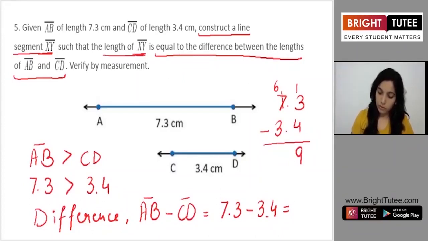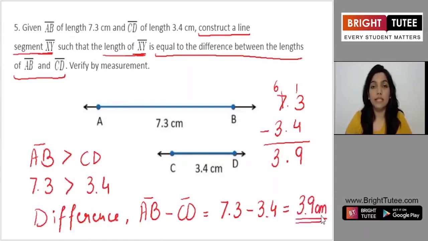And 6 take away 3 is 3. We put the decimal point where it is, that is, it needs to be lined up again. So what is the difference? The difference is 3.9 centimeters. So this is what we will see as the answer at the end of our construction also.